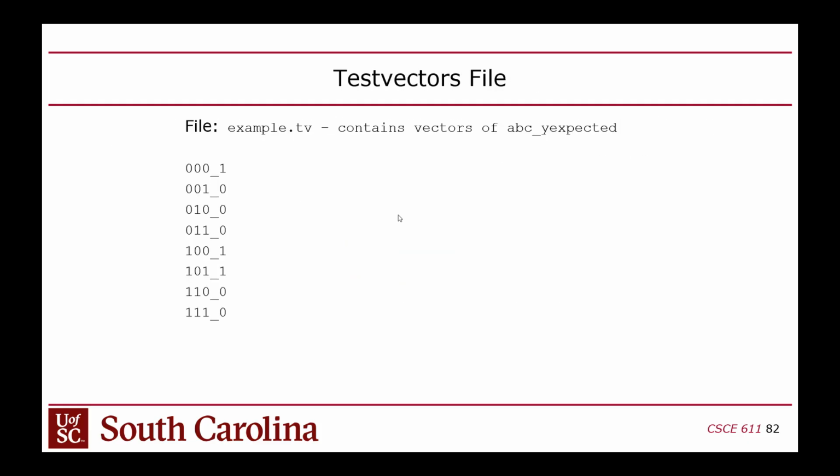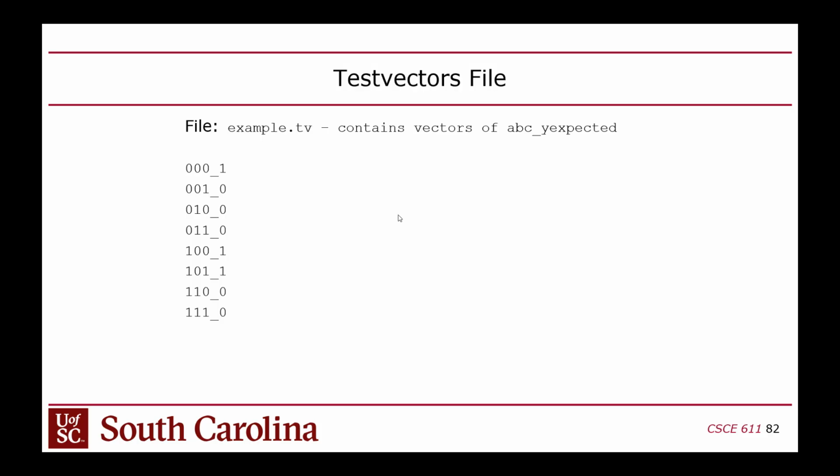Okay, and then the other thing is this test vectors file. So a test vectors file is just a text file with one test vector per line. The test vectors can be in hex or in binary. In this case, they're in binary. And the bits can be ordered in whatever order you want because that's determined by the test bench.